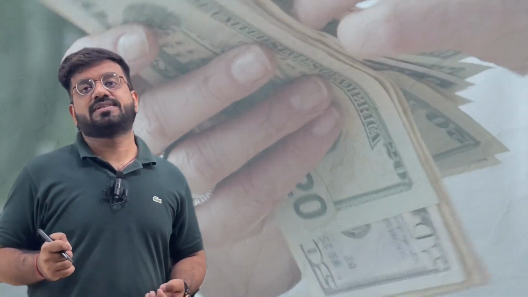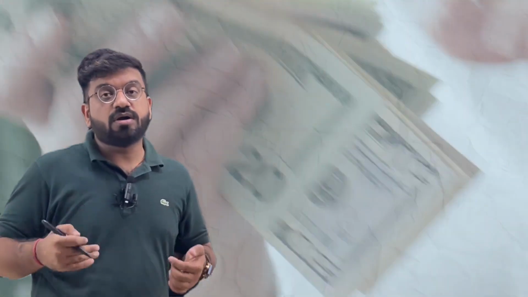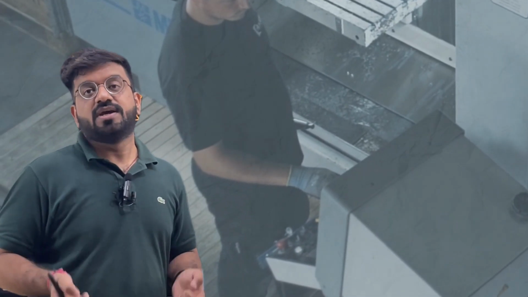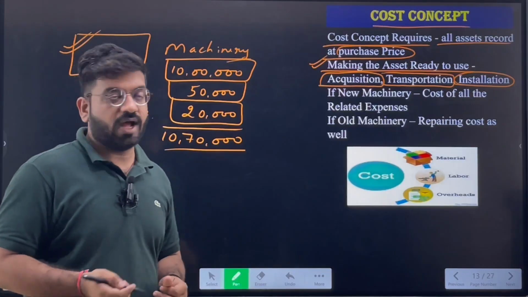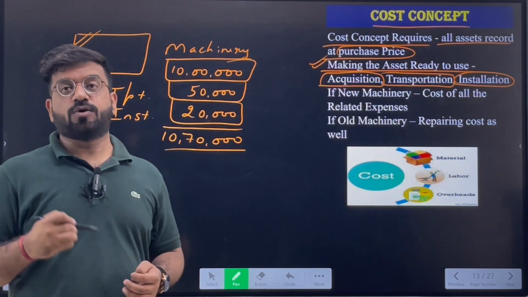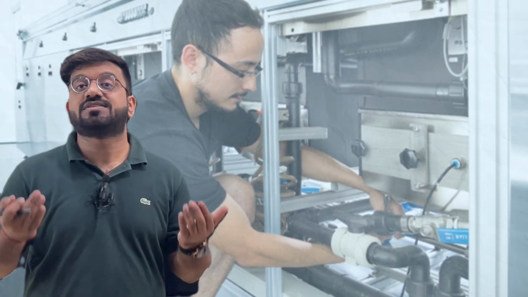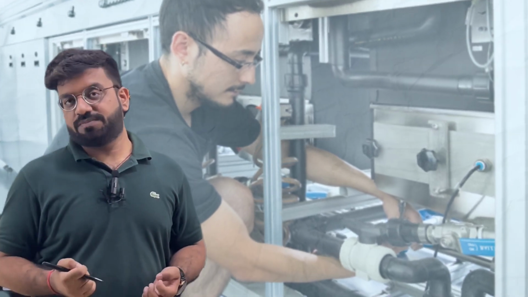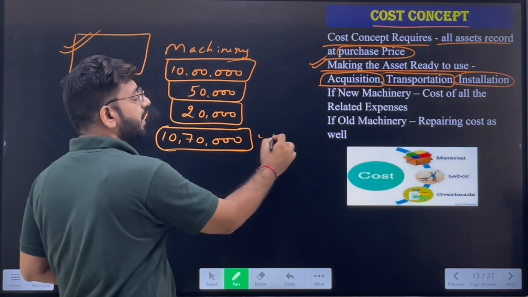So all the expenses which are incurred in order to make the machinery useful, in order to start the machinery, all the expenses are to be added to the cost of the machinery. Now, another question: is it possible that without installing the machinery, we can use it? Obviously, no. So if I ask you now, what is the cost of the machinery? Your answer will be 10,70,000, and that's the correct answer.